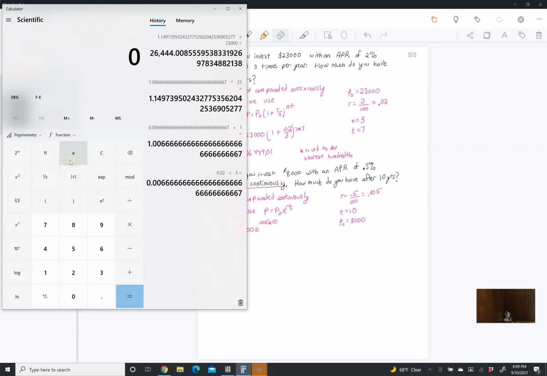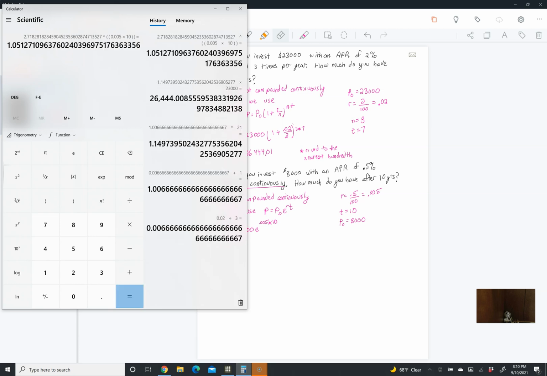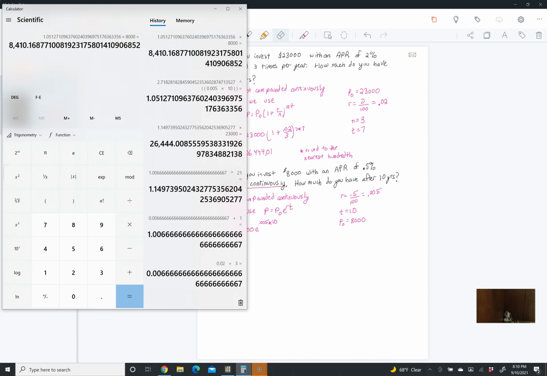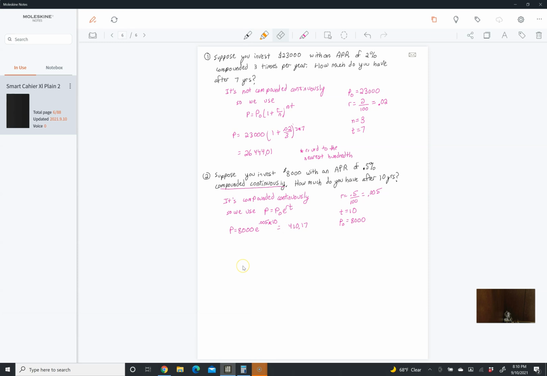And if we do that, so E is on your calculators. If you don't see it, sometimes it's over the LN button. So you would do e to the power of, in parentheses, 0.005 times 10. I put 2 parentheses just because I accidentally put a second one. You take that and then you multiply by your 8,000 and you get $8,410.17.